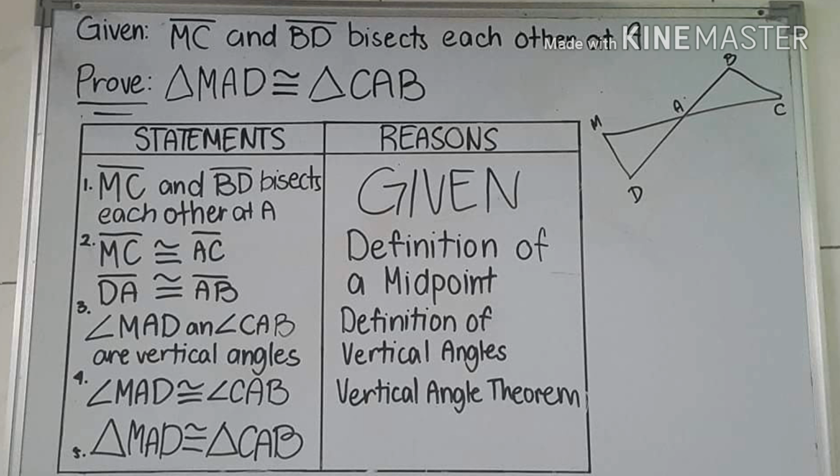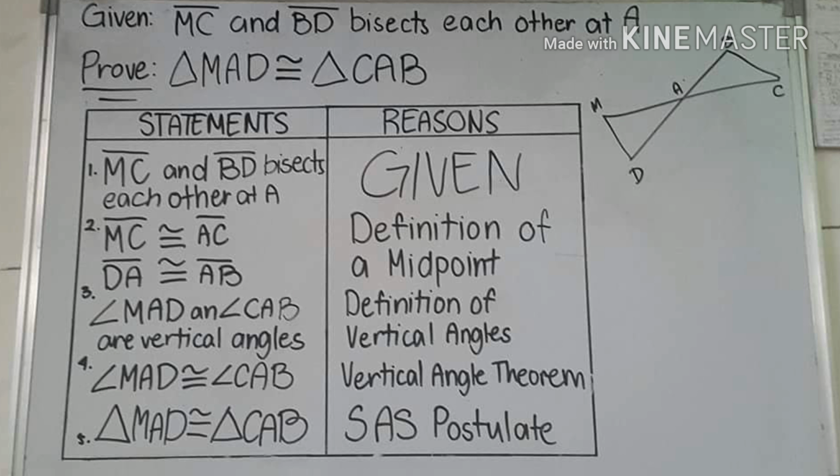The last statement is triangle MAD is congruent to triangle CAB. The reason why this statement is here is pretty self-explanatory. Simply because in the end of every two-column proof, you need to put what you are proving in the last statement.